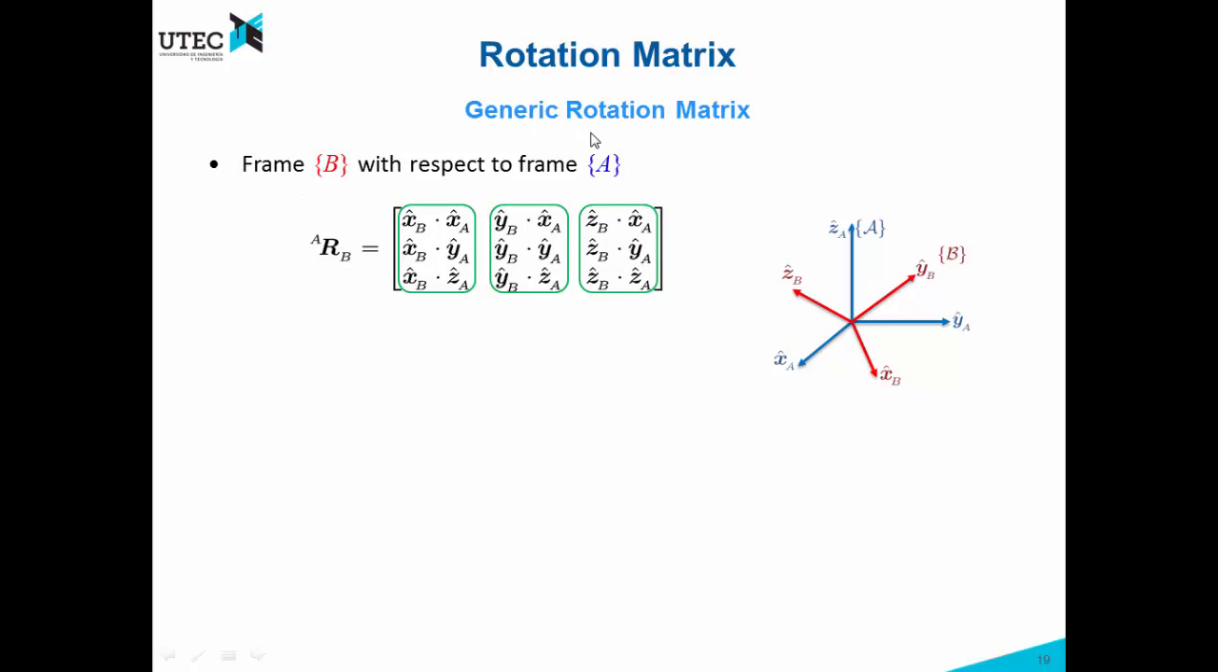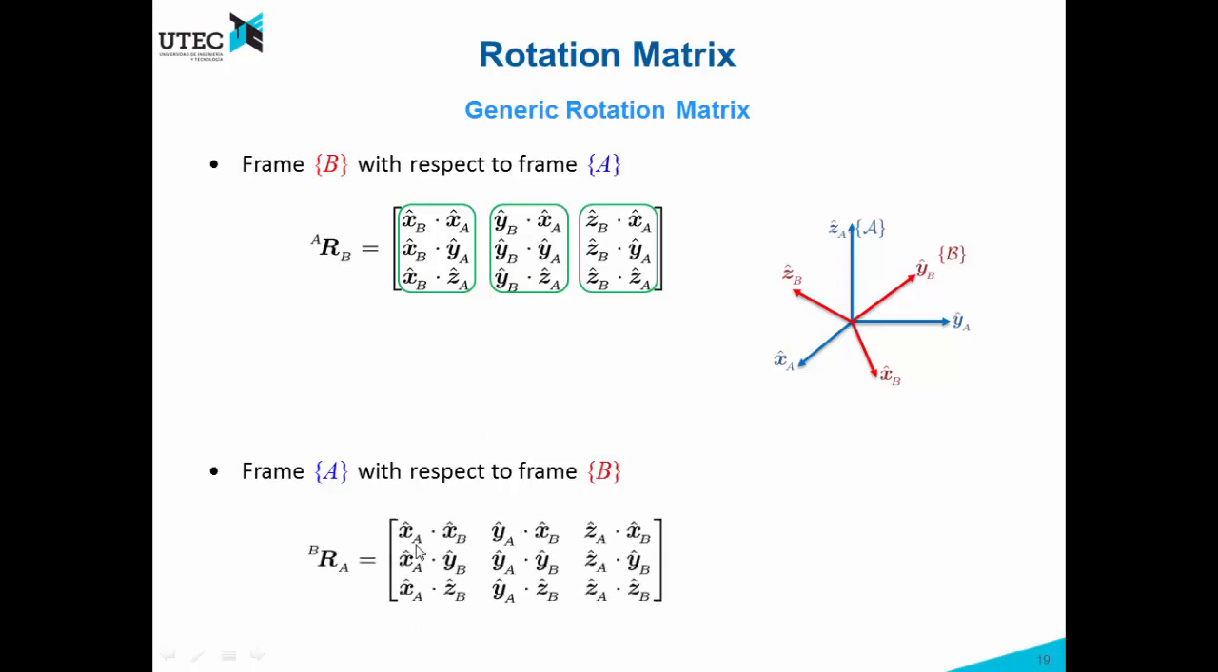Now if we want the opposite, if we want frame A with respect to frame B, we do the same thing, the same idea. So now it would be XA in terms of B, YA in terms of B, and ZA in terms of B. And this matrix would be denoted as RA with respect to frame B.